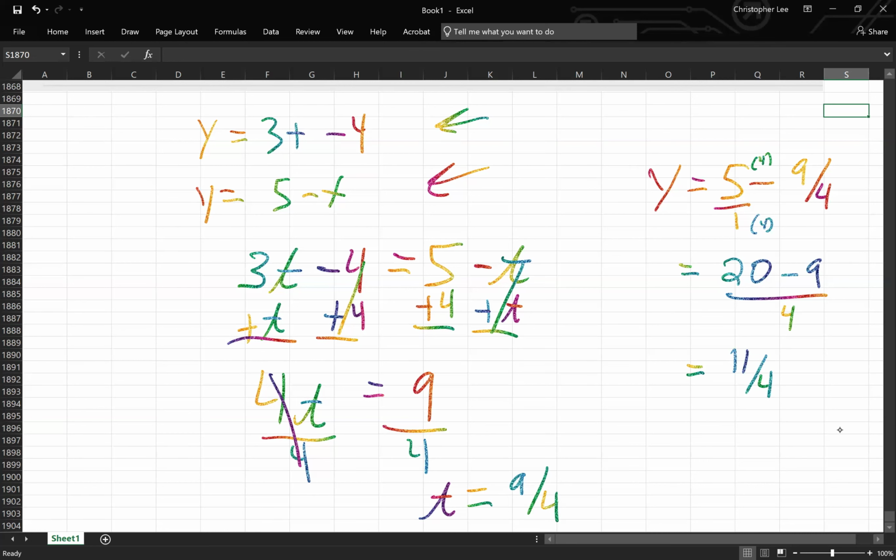The answer to this solution set is the point 9 over 4, comma 11 over 4. That's it. So it's not two answers, it's one answer, but the x coordinate is 9 over 4. The y coordinate is 11 over 4. And that's it. That's where they intersect. All right.